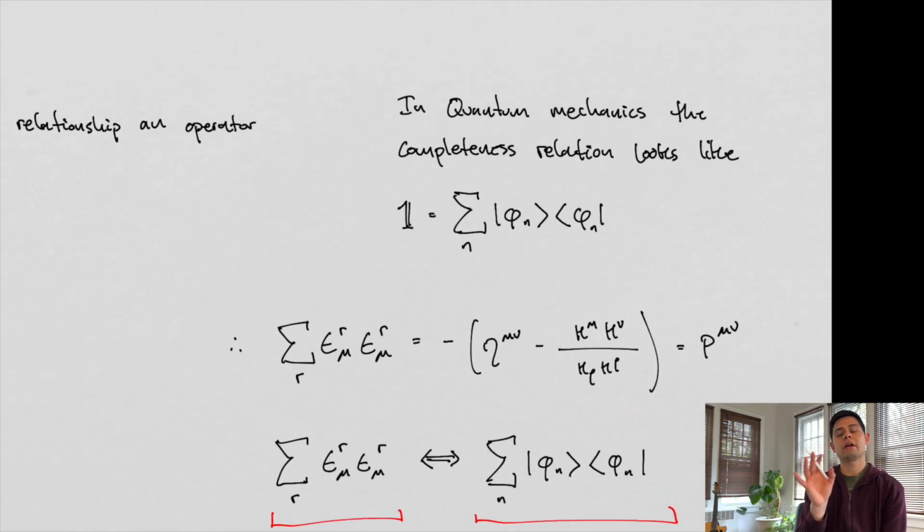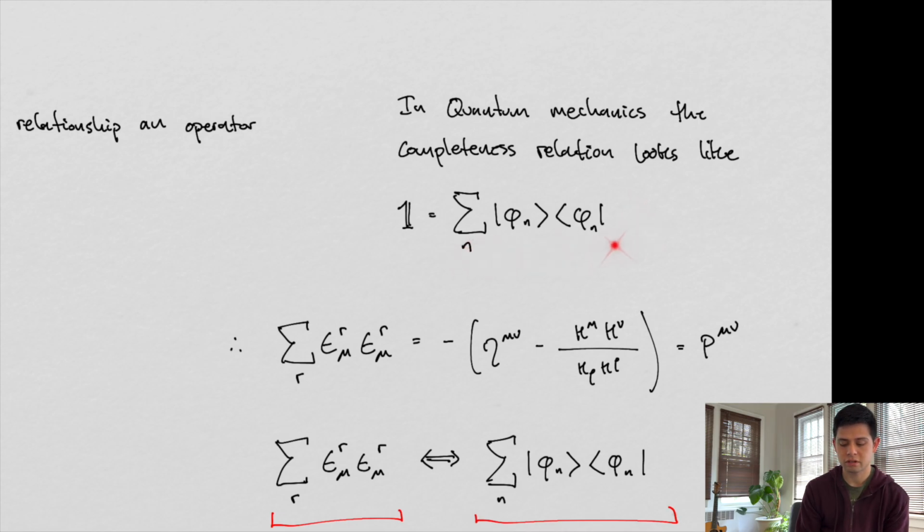Now, let's deal with the other side of the equation. The other side of the equation is this thing that we looked at before, right? So we said this was some momentum, or not some momentum. We said that this was the operator that we were dealing with. Now we're looking at this side of the equation. In quantum mechanics, the completeness relationship looks something like this, okay? So if you've taken quantum mechanics before, this might look very, very familiar to you, right?